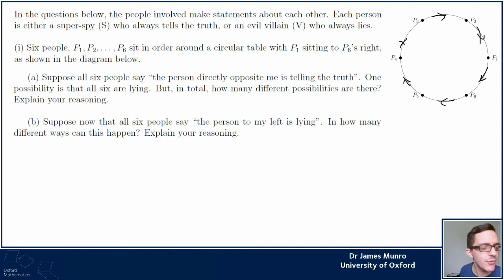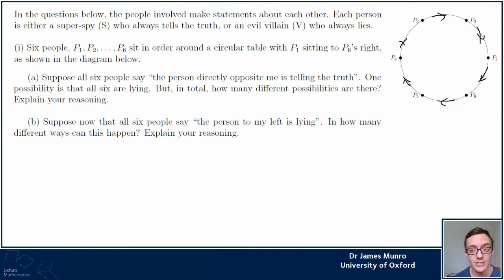People think that maybe they have to alternate. Can anyone explain to me why they have to alternate? That's a claim I've seen a couple of times. Suppose two people sitting next to each other are the same. If they're super spies, then the one on the right would be lying, because they'd say the person to my left is lying, but that's not right. The person to the left is a super spy.